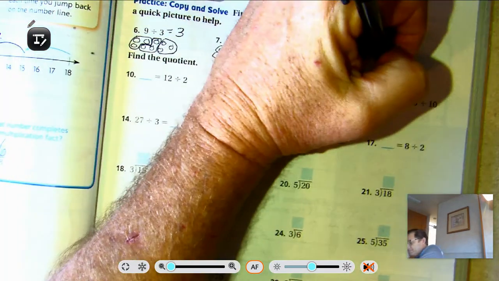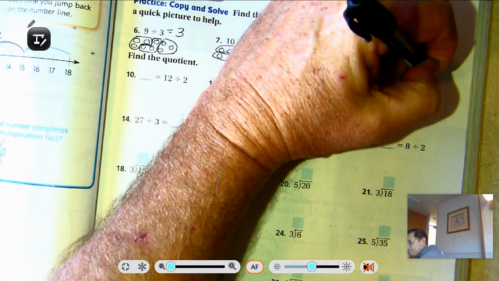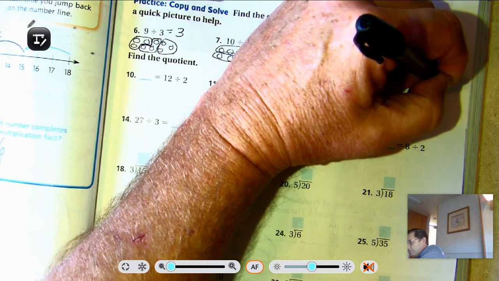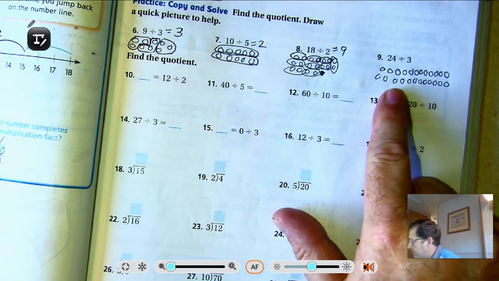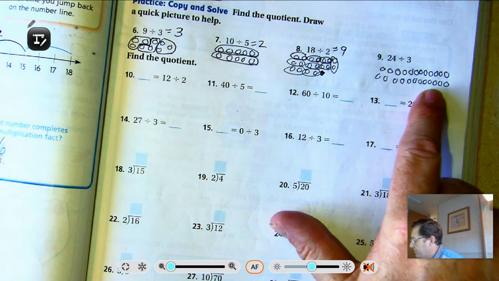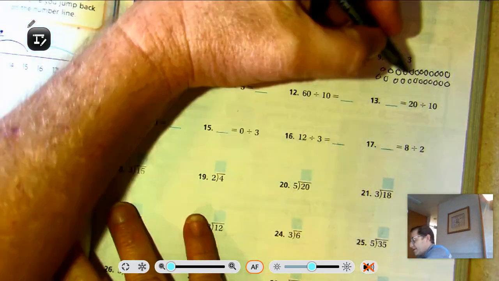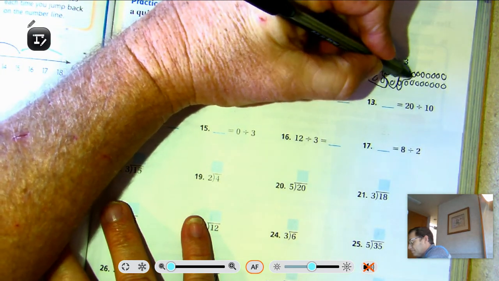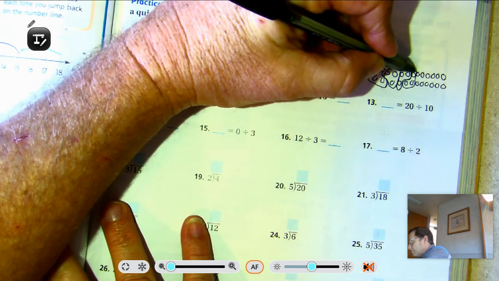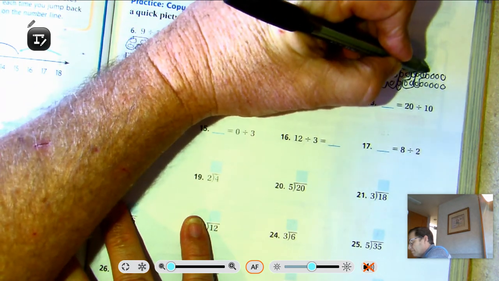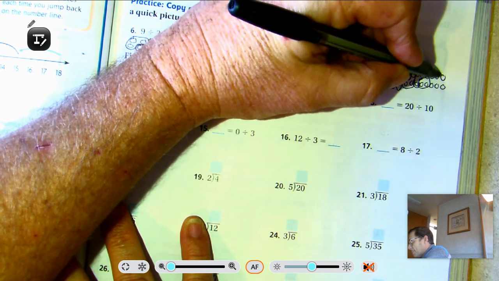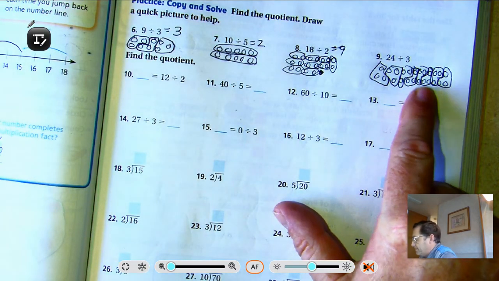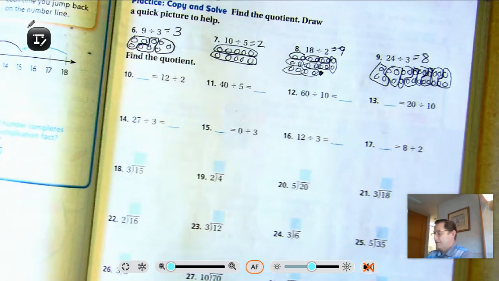24 divided by 3. All right, 2, 4, 6, 8, 10, 12, 14, 16, 18, 20, 22, 24. All right, and we're going to put groups of 3. Okay, we have 1, 2, 3, 4, 5, 6, 7, 8.